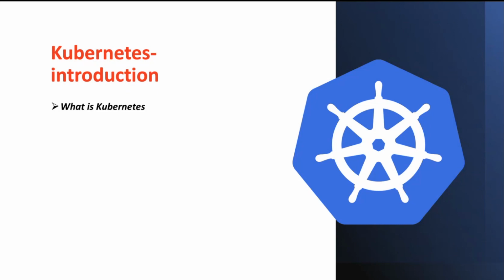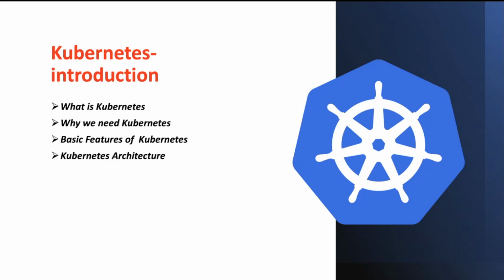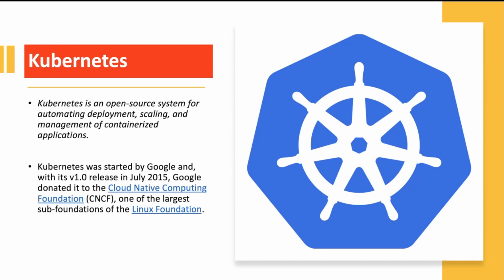So we will discuss what Kubernetes is. We will discuss the need for Kubernetes. We will discuss basic features of Kubernetes. We will discuss the Kubernetes architecture. We will discuss the main components of Kubernetes. And finally, we will discuss one of the very central topics of Kubernetes, which is Kubernetes networking. So let's move to the next slide, and we will talk about what Kubernetes is.